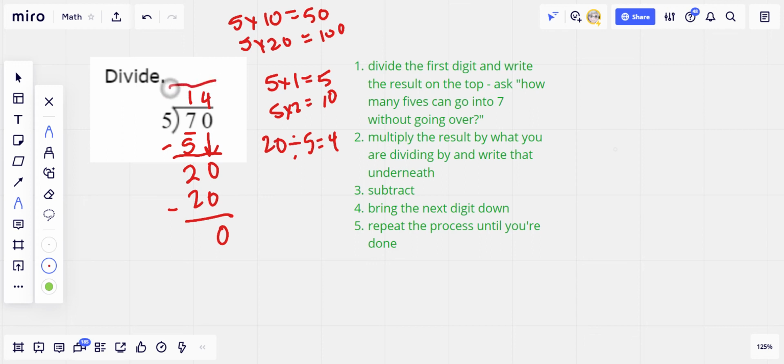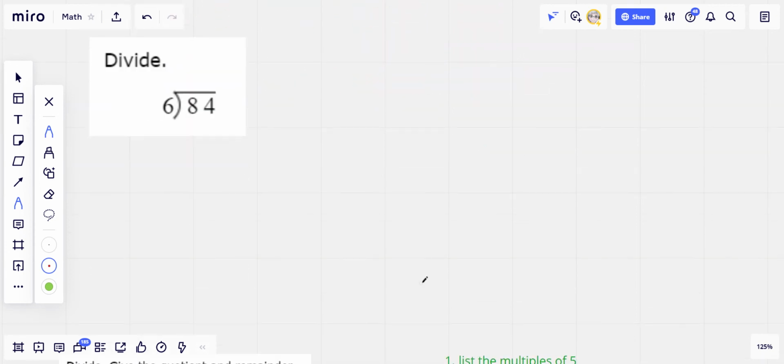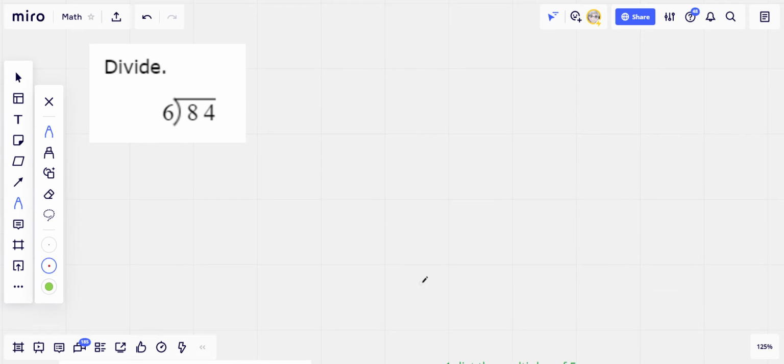And look at that, there are 14 5s in 70. So it was definitely between 10 and 20 and a little bit closer to the 10 than the 20. So our initial estimate was pretty good. All right, so there are a lot of steps in that. Let's practice one more just so we get it down. So here we've got 84 divided by 6.